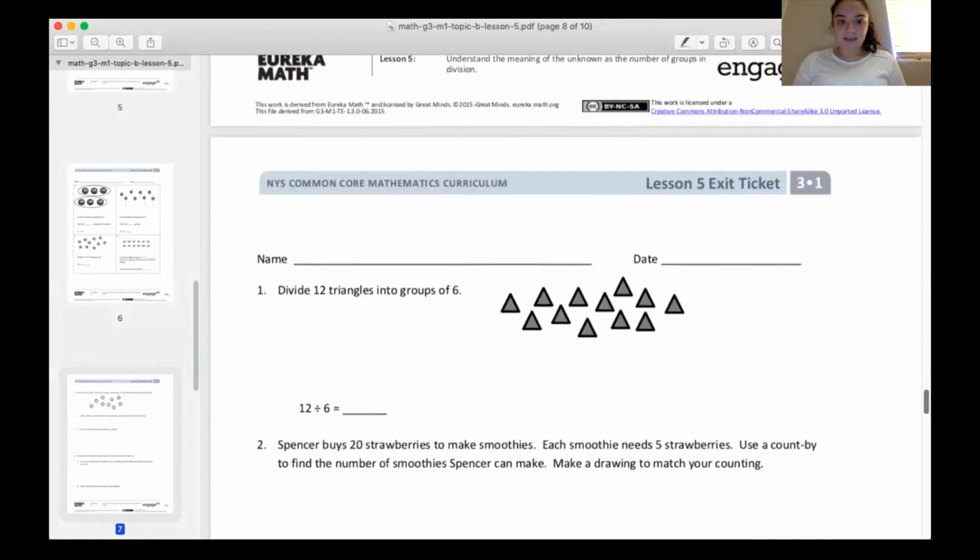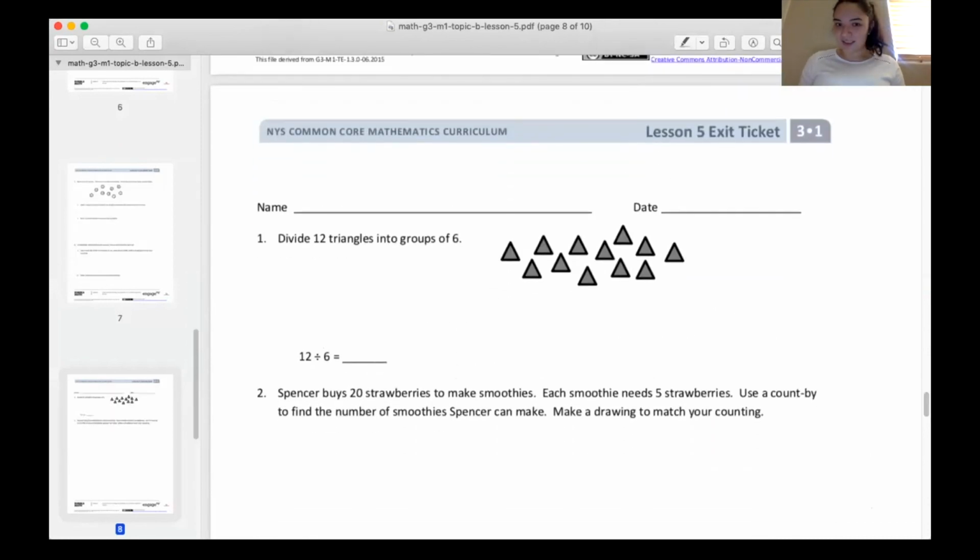All right, last thing, we have our exit ticket. So divide 12 triangles into groups of 6. So 1, 2, 3, 4, 5, 6. Here's one group. 1, 2, 3, 4, 5, 6. That's enough for another group. So 12 divided by 6. We started with 12 triangles total. We divided them into groups of 6. So how many groups do we have? We have 2 groups.